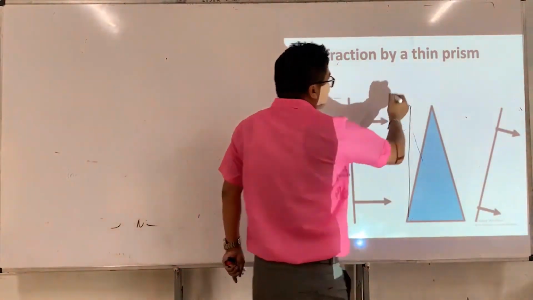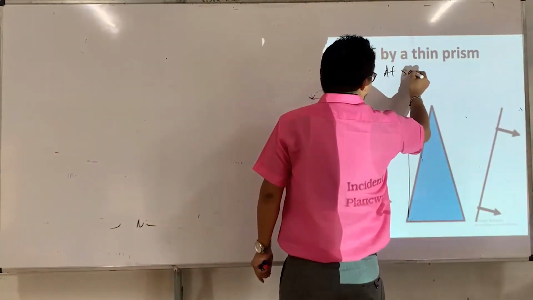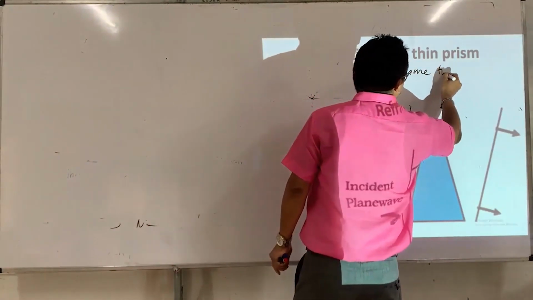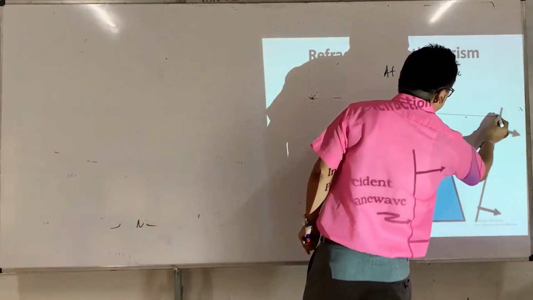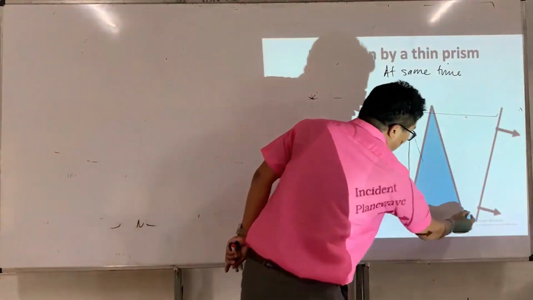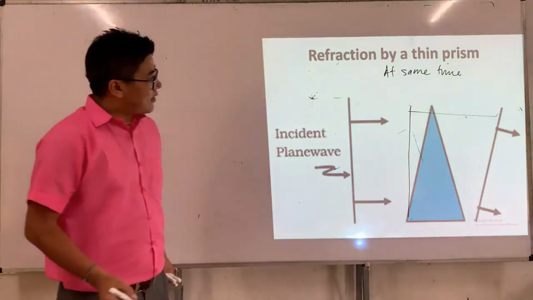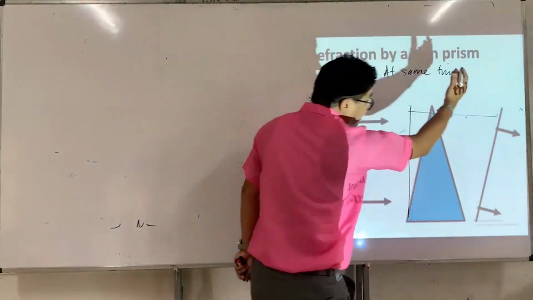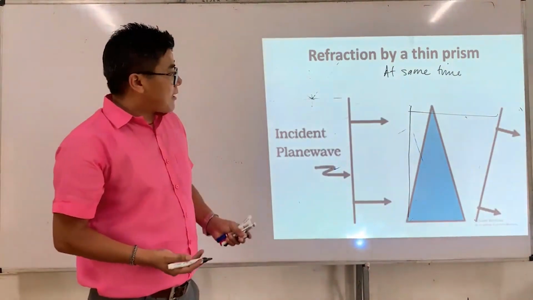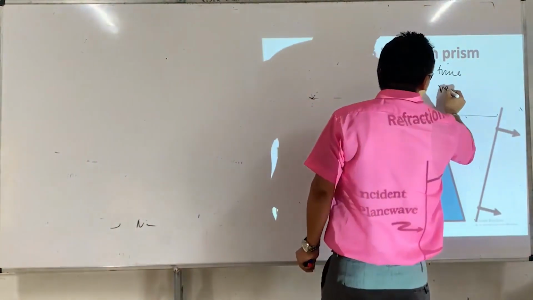So at the same time, let's say at the same time, this light could travel this much distance, and this light could travel only that much distance. So we have to draw waveforms. Once you draw waveforms, this is how refraction takes place. This is the refracted waveform.